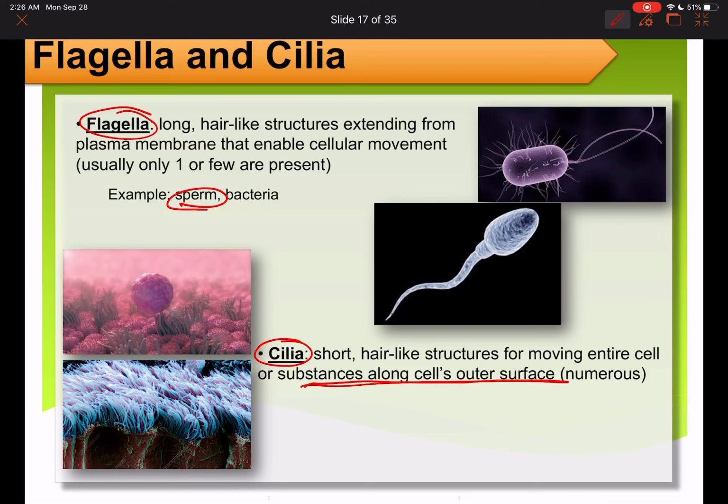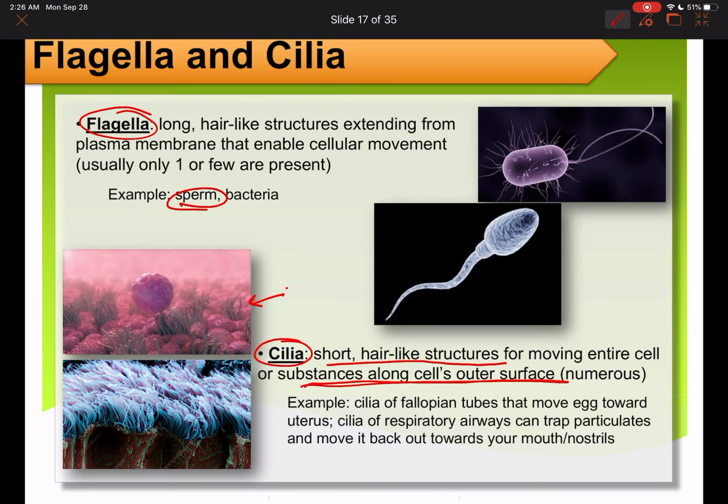Cilia are usually short hair-like structures on top of the cell. For example, this is what's in the fallopian tubes of the uterus. The cells that line the uterine tubes, or fallopian tubes, have these little cilia coming out of them. They serve the important function of moving the egg along in the fallopian tube and sweeping it in the direction towards the uterus.